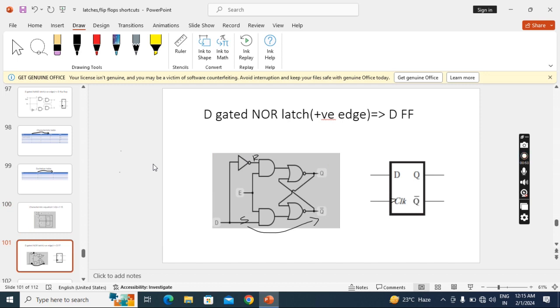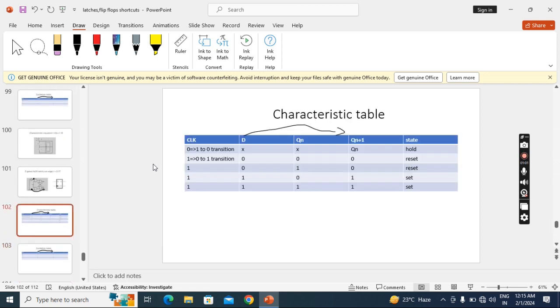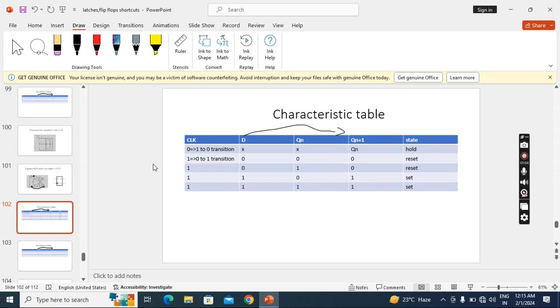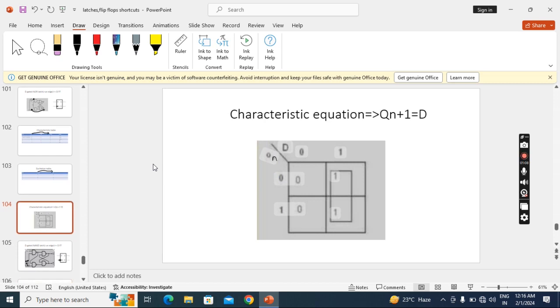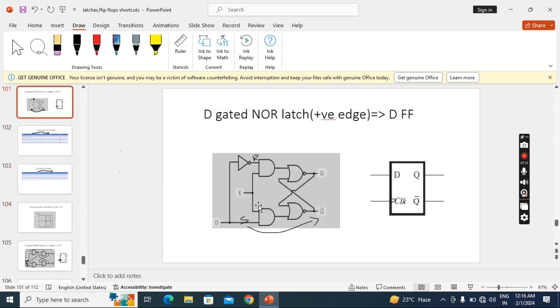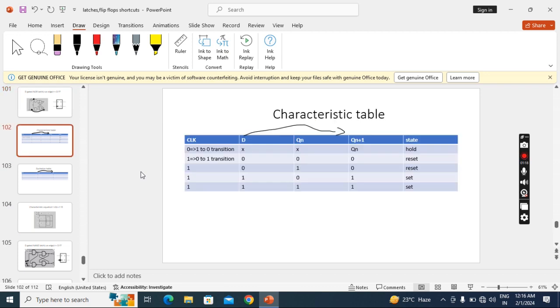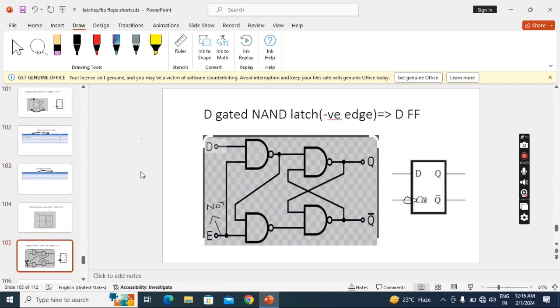Coming to the D flip-flop with NOR latch part, positive edge only. This is also same. This is also same. This is also same as previous. Only in the logic diagram can we see the changes in gates. Remaining everything same.